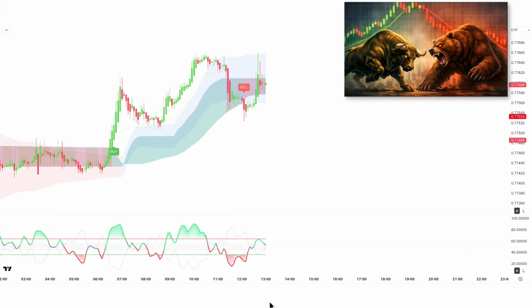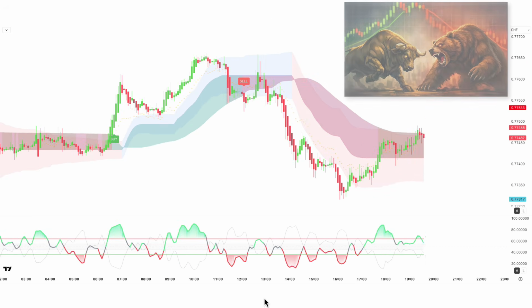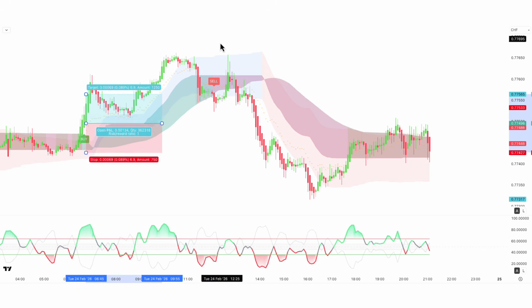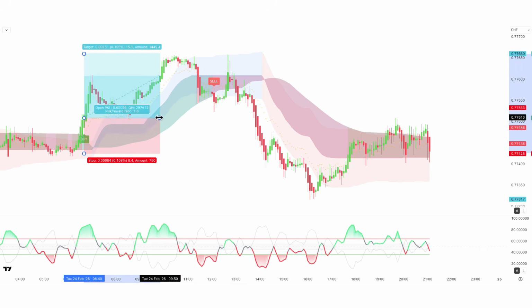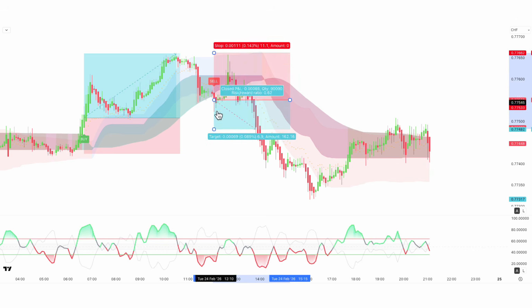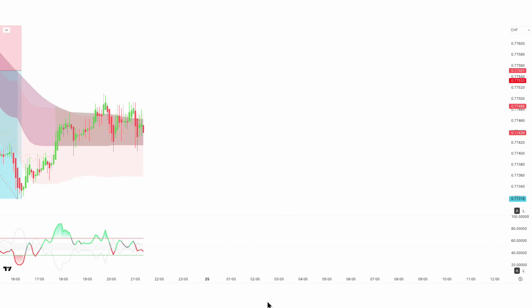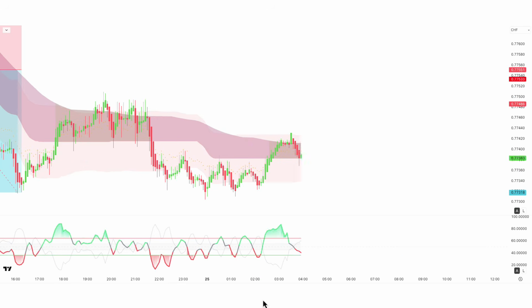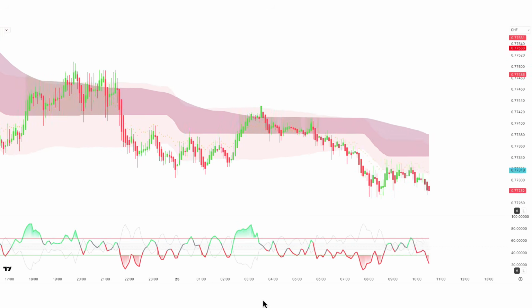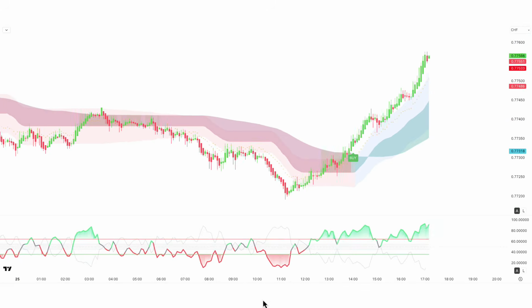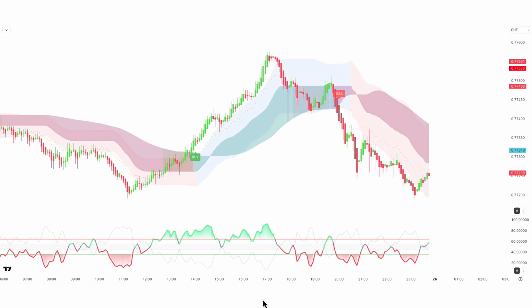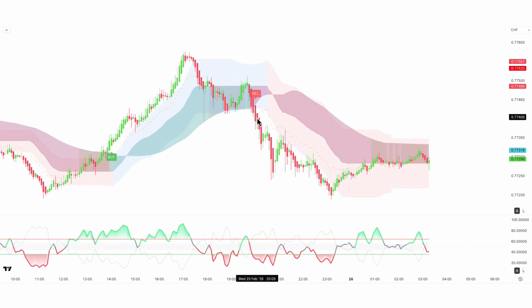This brought an important point into sharp focus. This strategy is not perfect. However, when used in conjunction with proper confirmation and in alignment with the prevailing trend, it can prove to be quite useful. In this video, I am going to show you exactly how to set it up, how to filter the signals, and how to avoid unnecessary risk.